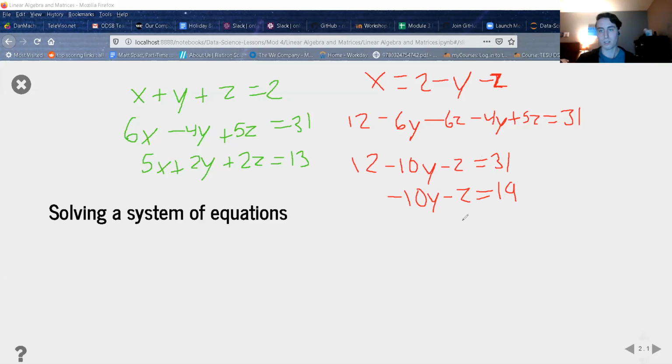All right, so what's next? Well, using this last equation that we just solved for, you can move either y or z to the other side and then plug that back into one of the 3 equations. Okay, so minus z equals 19 plus 10y, and then just reverse the sign. z equals minus 19 minus 10y. All right, so now we've solved for 2 variables. So now what do we do?